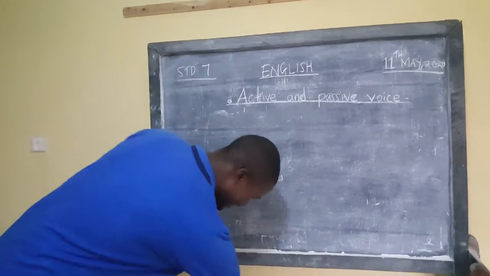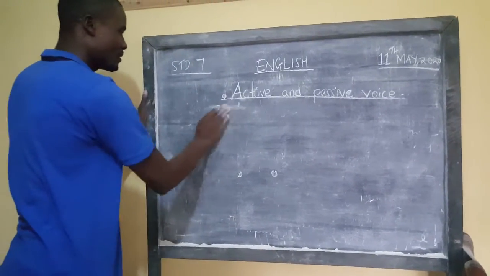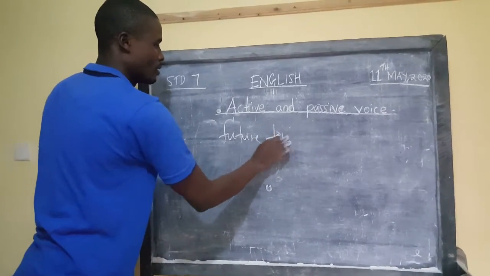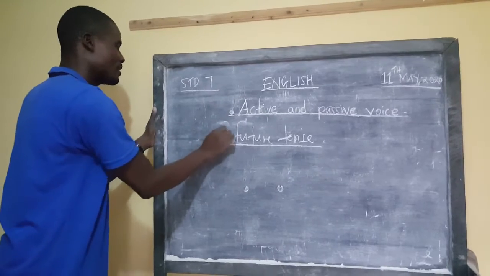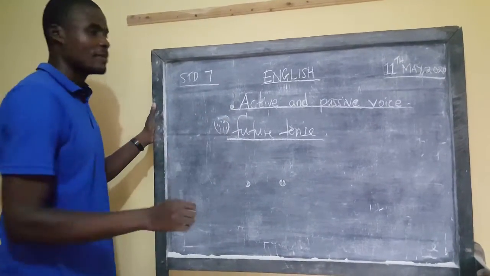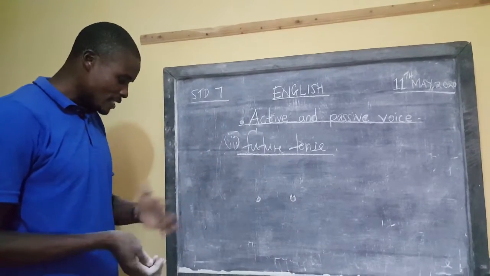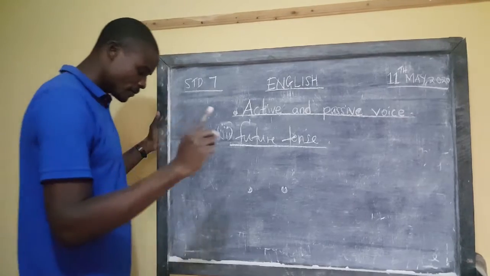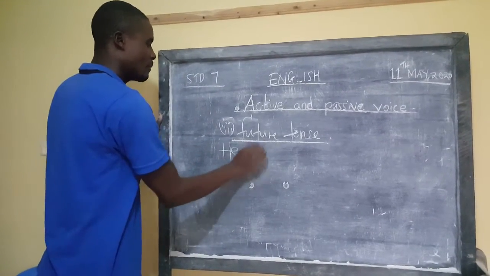Let us go to the second last part, that is the future tense. Future tense becomes our third tense. So look at the present, we went to the past, and now we are in the future tense. Example of sentences in the future, number one: he will bring money. It is something that is yet to come.